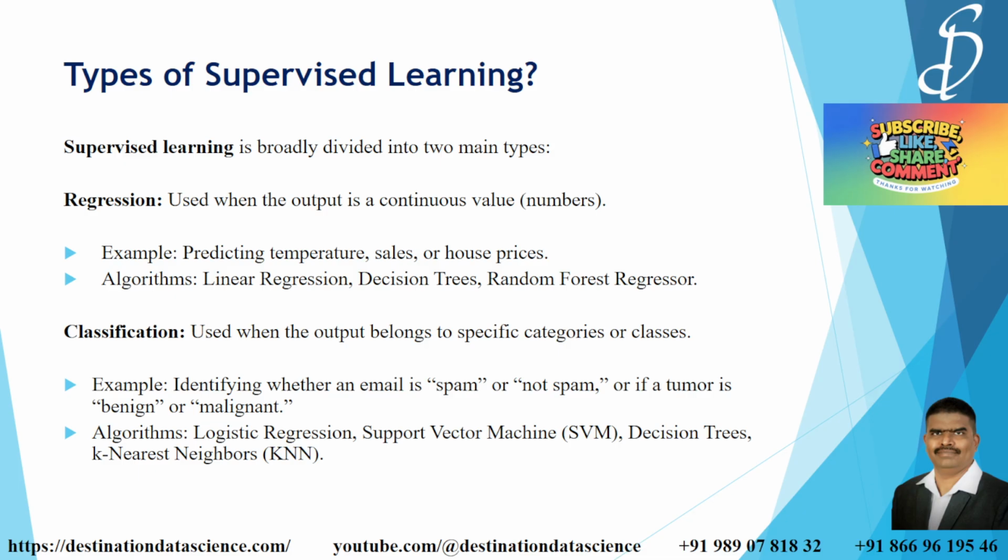Now, types of supervised learning. You have two types of supervised learning. One is called regression, and the second one is called classification. Regression is used when the output is a continuous value. For example, you have linear regression or simple linear regression. In that case, you have data with respect to temperature, house pricing, salary, and so on. So a continuous value is right there.